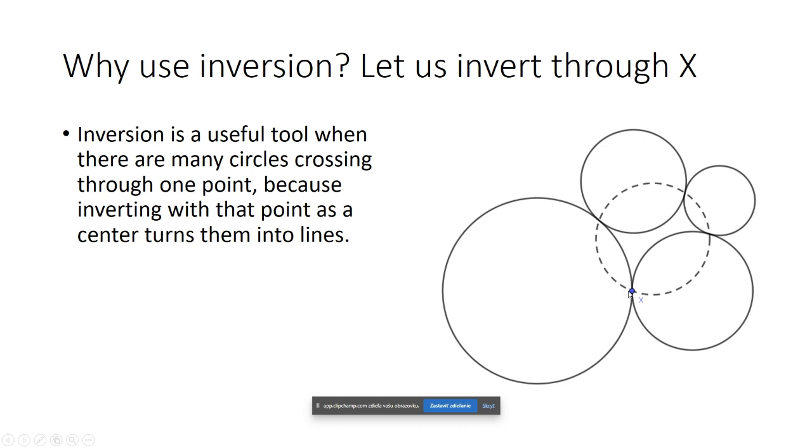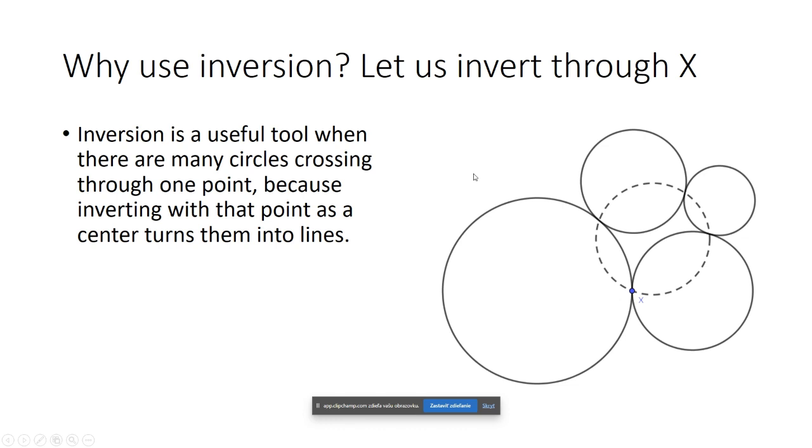transformed into a line. So in this case, if we invert through x, then this big circle on the bottom left, this circle on the bottom right, and the dashed circle will all turn into lines. So we will transform our problem from a problem about 5 circles to a problem with 3 lines and 2 circles. These 2 circles on the top will remain circles after the inversion as well.